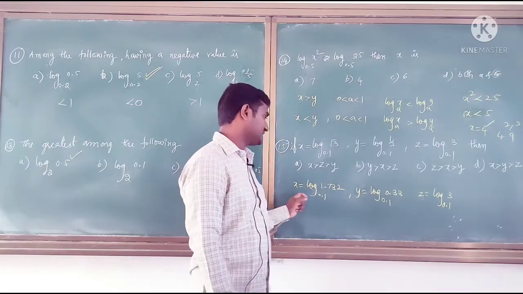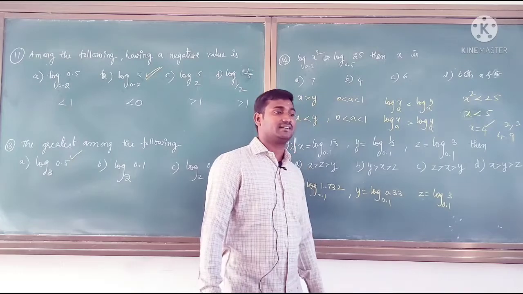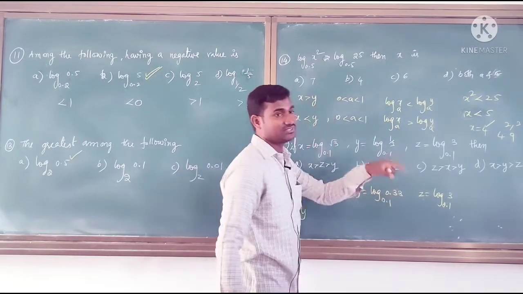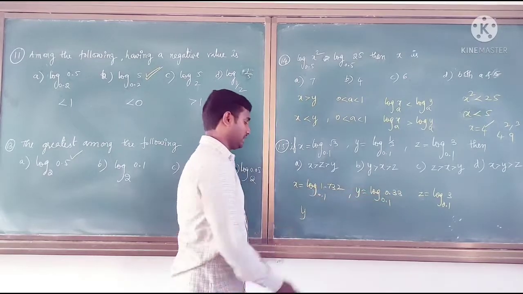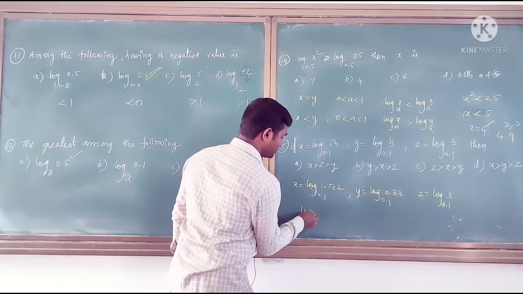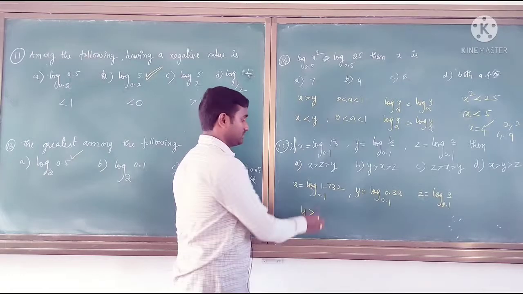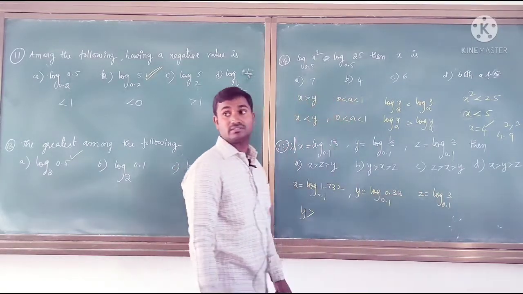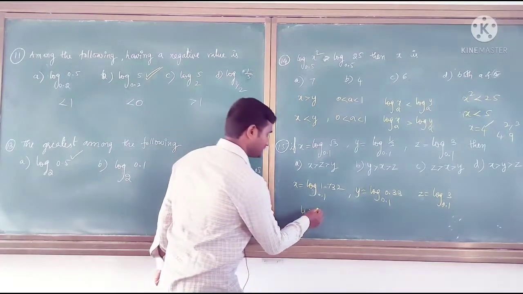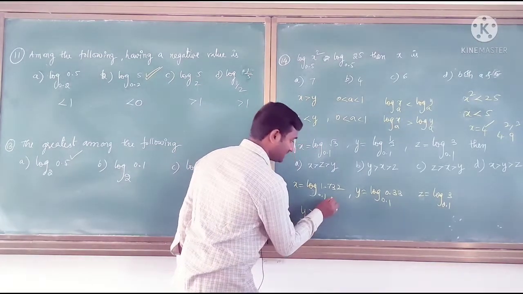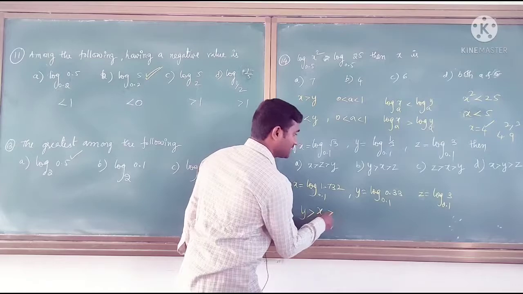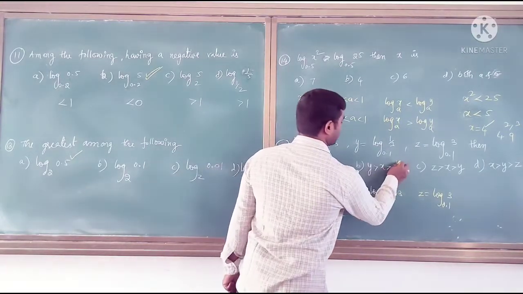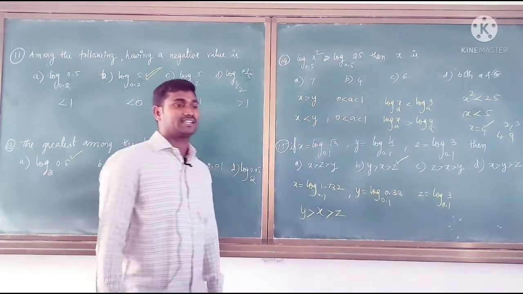Is x greater, y greater, or z greater? Y is greatest, because the smaller number becomes the greatest. Next greatest is log 1.732, since 1.732 is smaller than 3. So x is greater than z, and y is greater than x. Which is the correct option? Second option, option B, is the correct option for that.